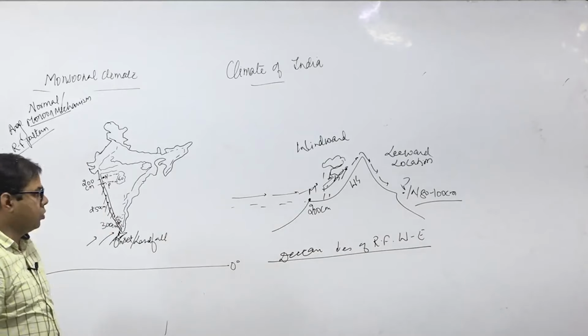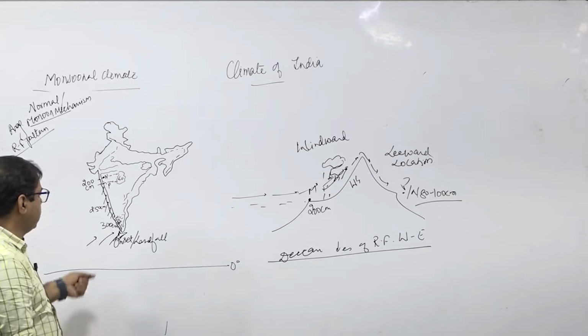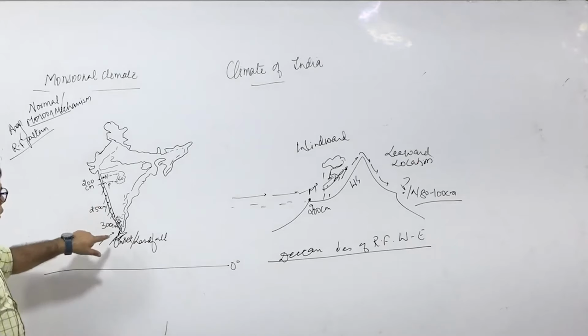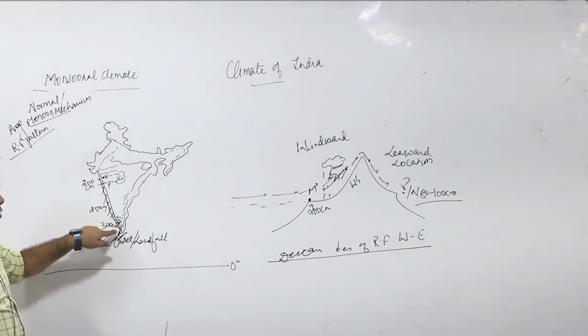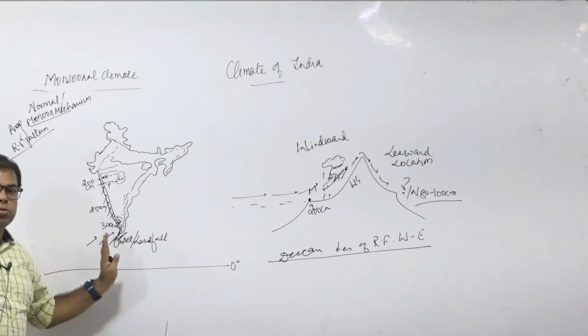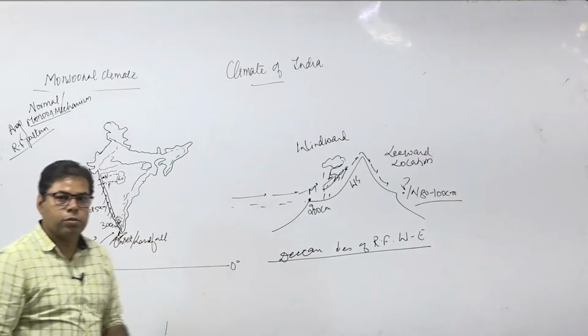Right. From this mechanism, the question has been asked many times: the rainfall decreases from the south to north over the west coast of India. Yes or no? Is it correct or not? Rainfall decreases from south to north. Malabar coast 300 centimeter, Mumbai 200 centimeter. Over the west coast of India there is a decrease of rainfall, right? In the same way, they can ask about the Deccan Plateau too.